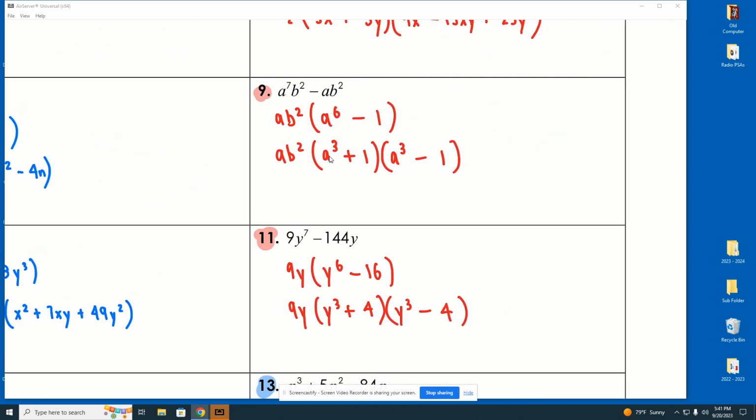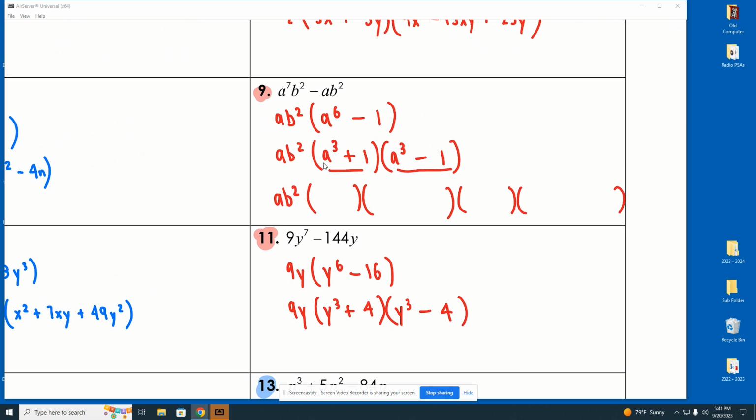Here's why. Isn't that a perfect cube? Isn't that a perfect cube? These are both perfect cubes. This is sum of cubes. This is difference of cubes. So we actually can go all the way down where we take this to a binomial times a trinomial, and we take this to a binomial times a trinomial. Crazy, right? So let's do it.